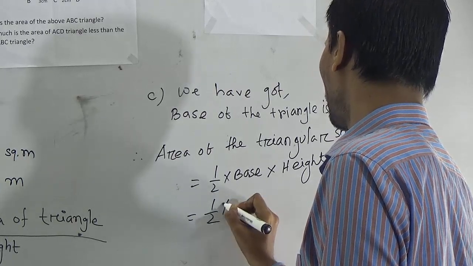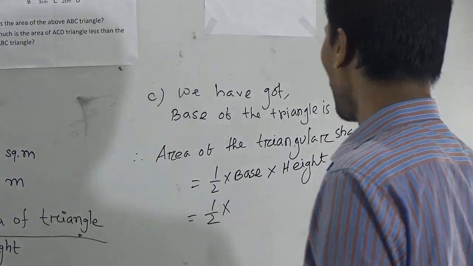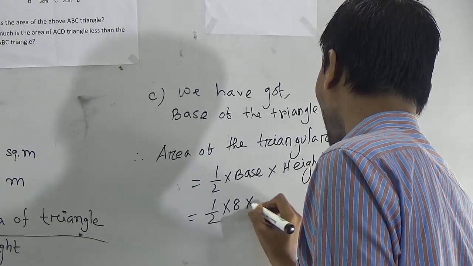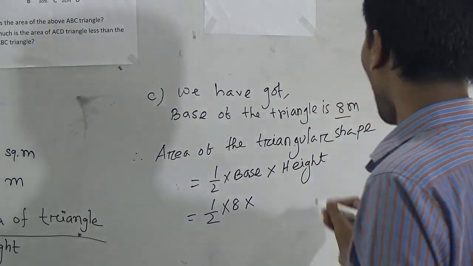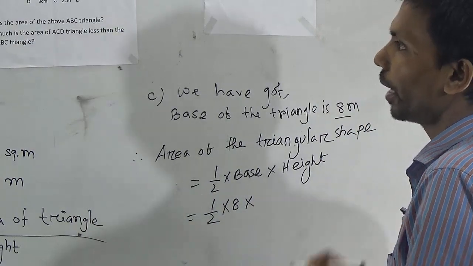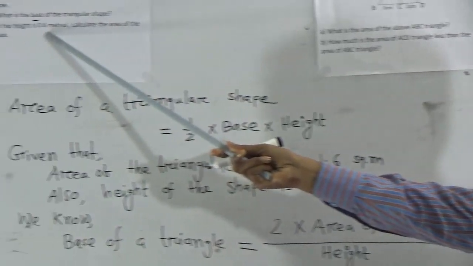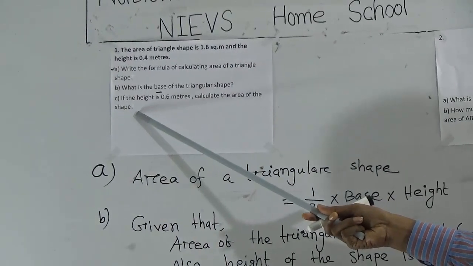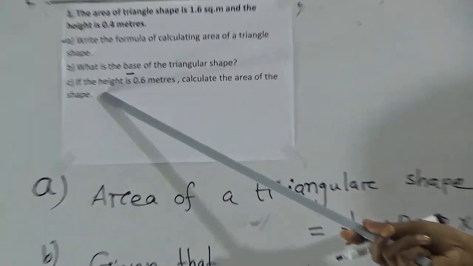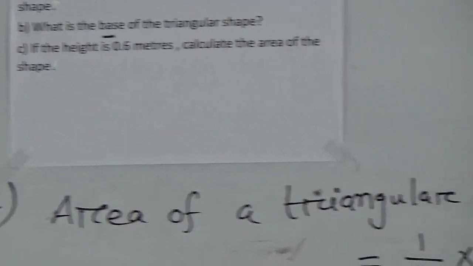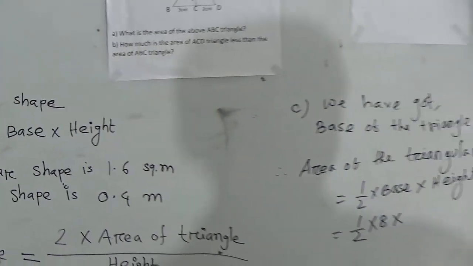1 by 2 into base. Base we have got from B, that 8 meter, and height in C number question, height is 0.6 meter. Okay, dear student, look, in C number question the height is 0.6 meter. This is given.